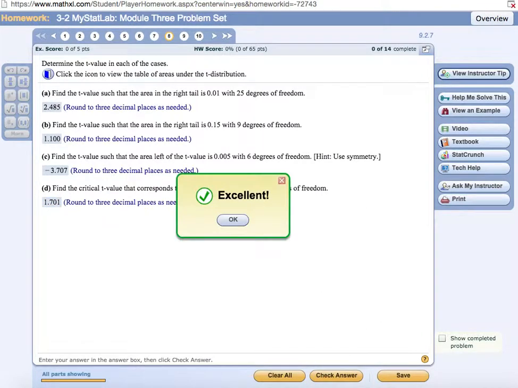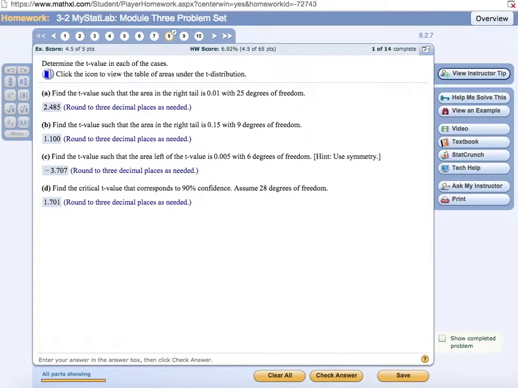See if that works. All right, well, hopefully this was helpful, and if you have any questions, let me know.